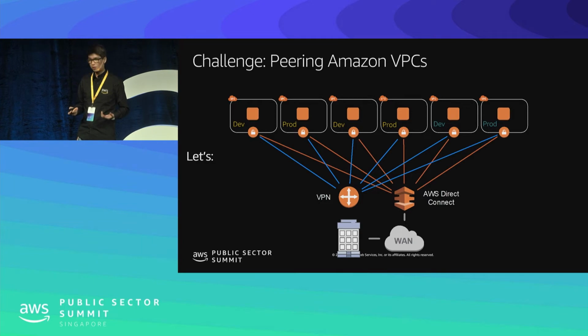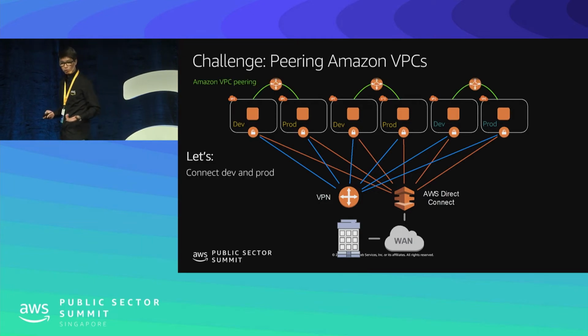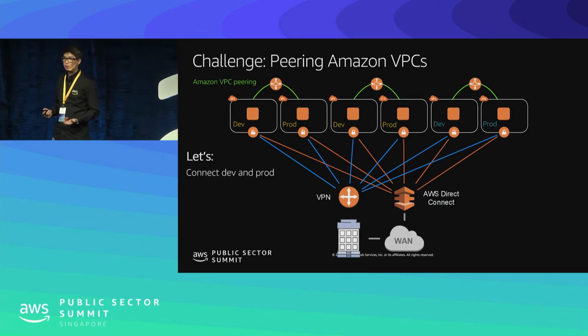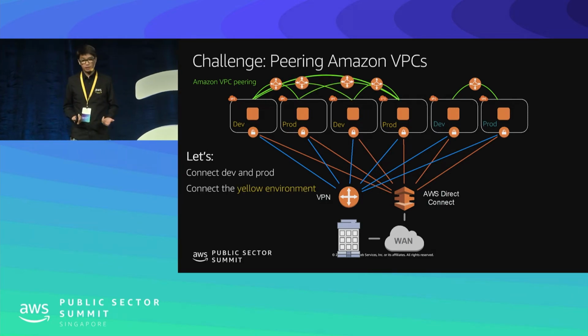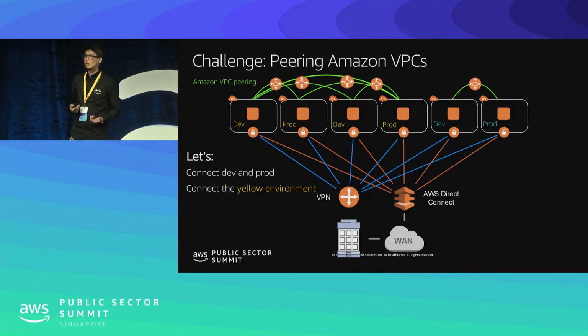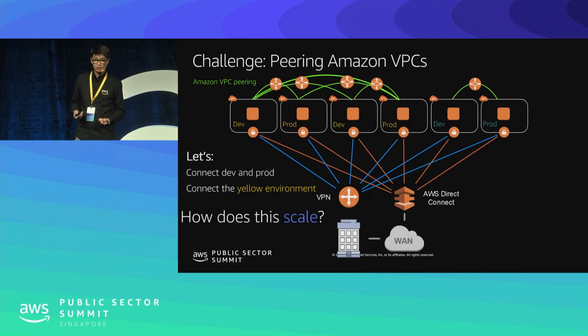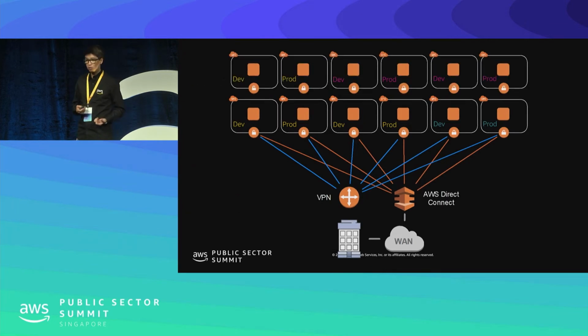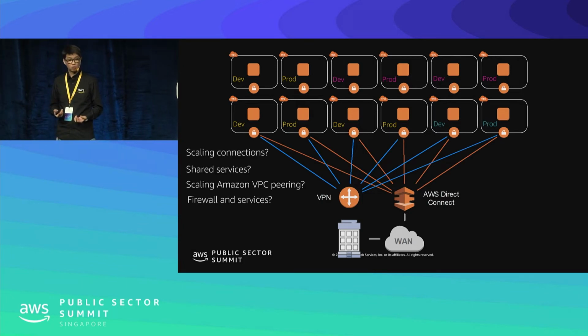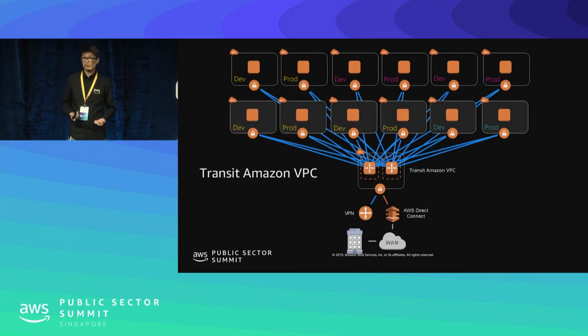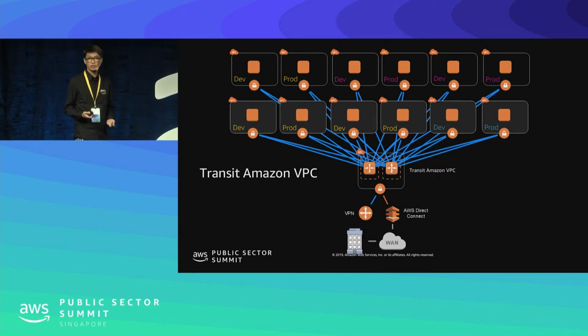So let's say, for example, I want to connect all the yellow zones together. So we start to do peering. So I want to peer the dev and the prod. I want to connect the yellow environment now. As you see, as it grows, it is not going to scale. Just imagine that I have another whole set of prod and dev coming up. How am I going to connect this? It is going to be something like this, right? It's quite challenging to manage, and fairly quickly you hit certain AWS service limits as well.